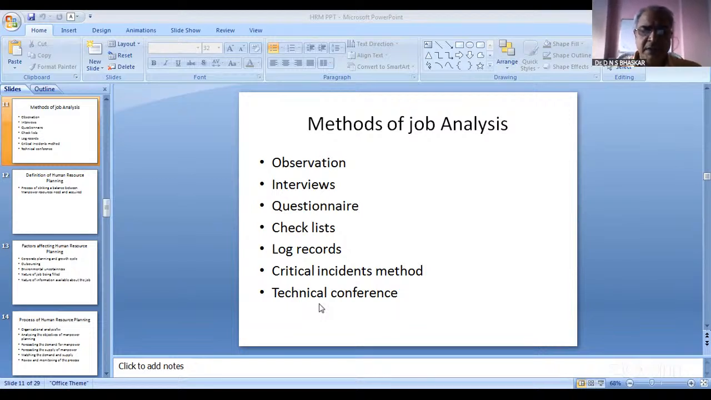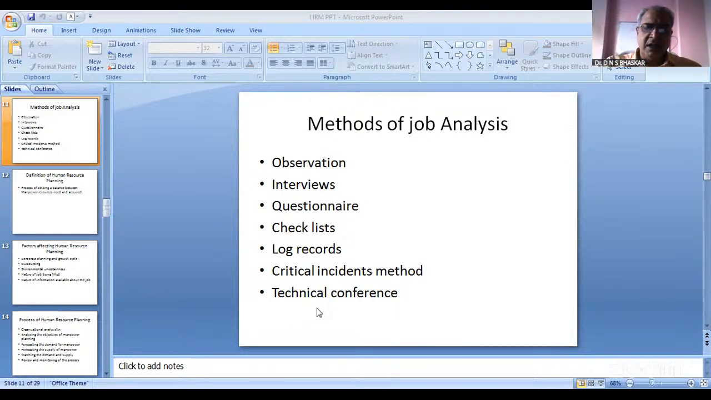Then coming to the checklist. Questionnaire and checklist are almost similar. But whereas in the questionnaire a detailed description will be given, in the checklist, instead of a detailed questionnaire, only answers will be right or wrong. There are two options in that. That is called a checklist model.